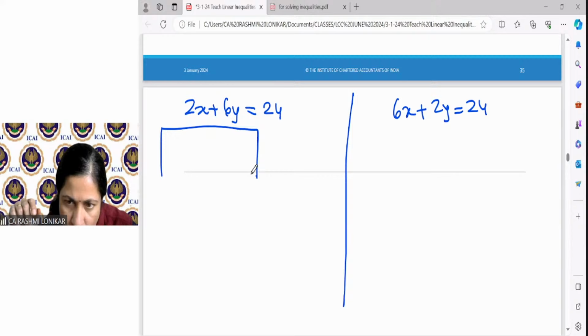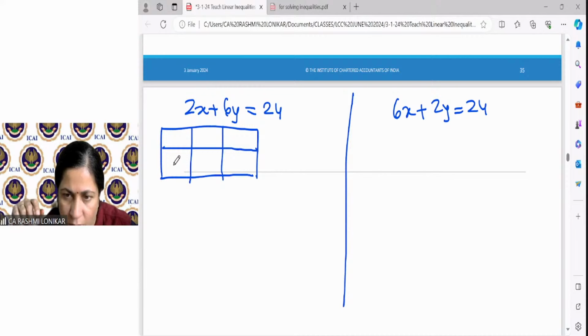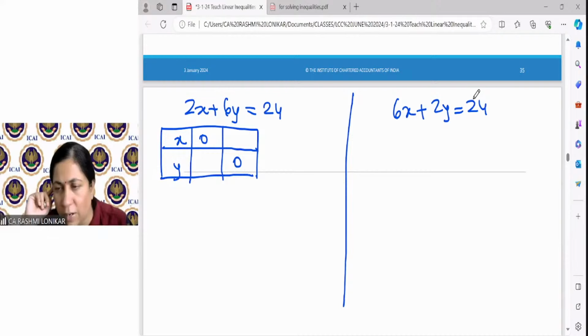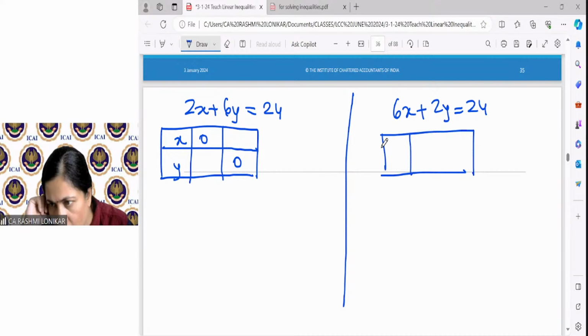Now, what is the step that we do? I put x is equal to 0, y is equal to 0. When I put x is equal to 0, what is the value of y I get? When I put y is equal to 0, what is the value of x I get? Similarly, here also same thing. सेम आंसर आएगा कि बिल्कुल नहीं, दोनों अलग अलग क्वेश्चन इक्वेशंस है, अलग अलग आंसर्स आएंगे.